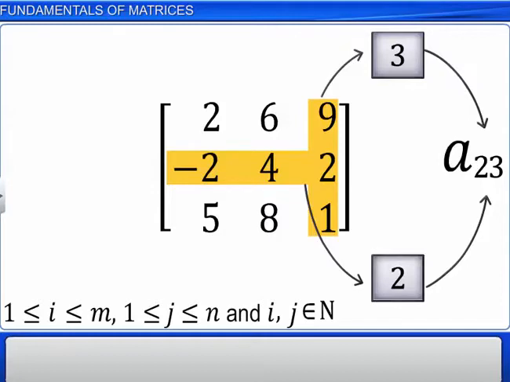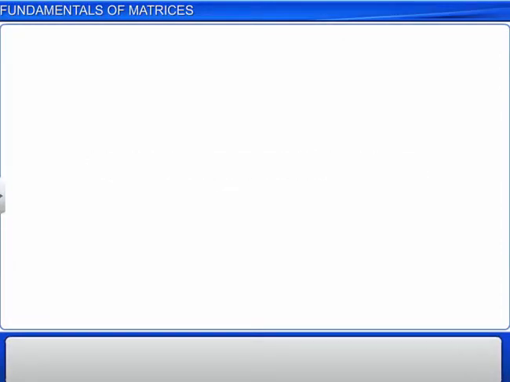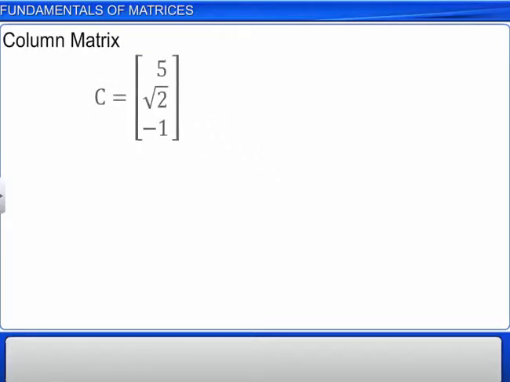There are various types of matrices depending upon the elements present in the matrix. First, we will start with the column matrix. The column matrix consists of only one column. An example of a column matrix is shown here. In a column matrix, each row will have only one element.